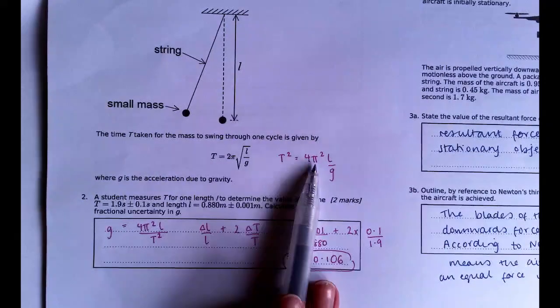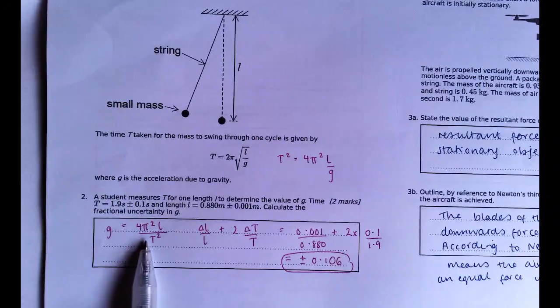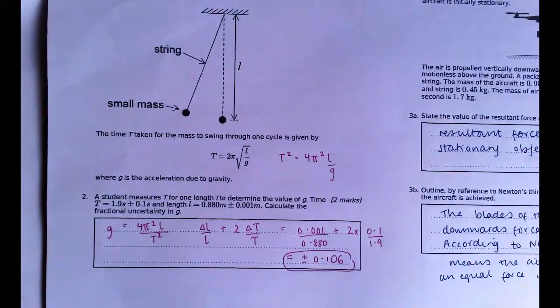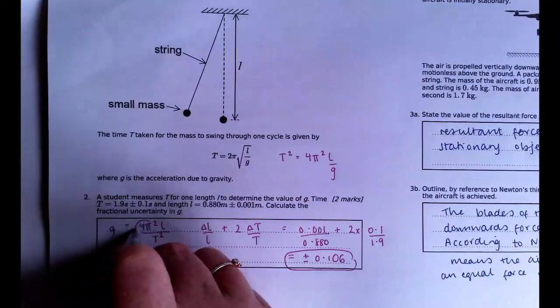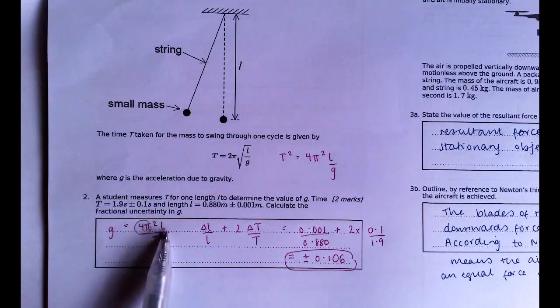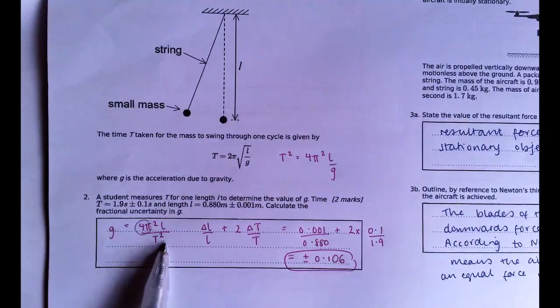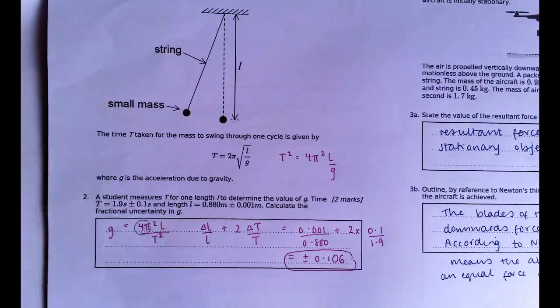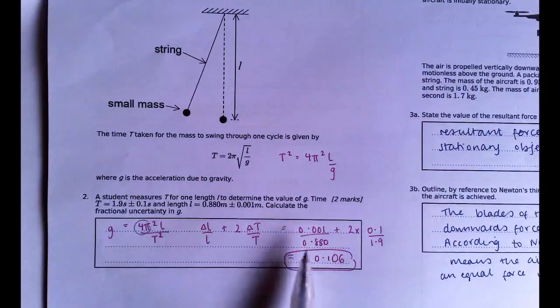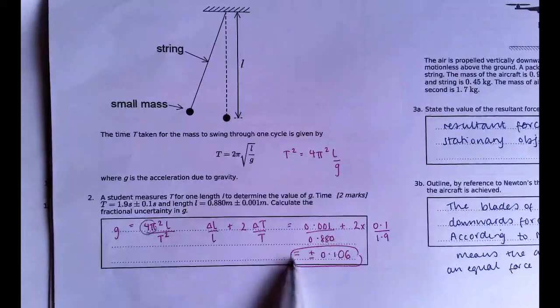So what I've done is I've rearranged this equation to get g. Okay, so I get 4 pi squared L over T squared. Now 4 pi is a constant, so it doesn't contribute any error. It's just a mathematical number. So what we're going to end up with is our uncertainty in L plus 2 lots, because it's T squared, of uncertainty in T. Okay, and it gives you the values of the uncertainties and the values themselves, and you end up with this fractional uncertainty.